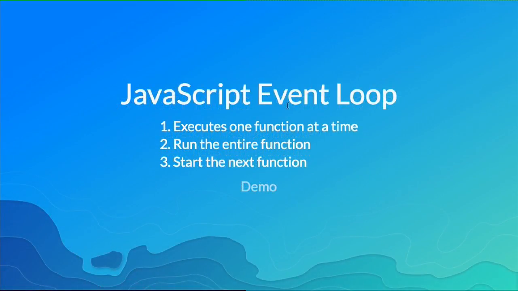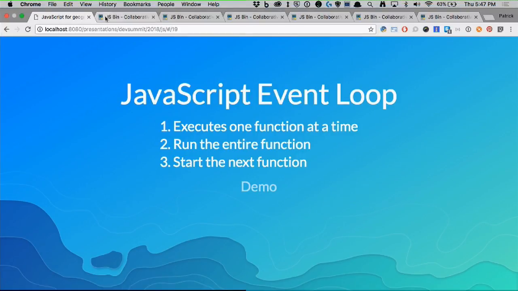And how that works is JavaScript does one thing, it runs that entire function, and then there's another function and it just runs the next function. And it keeps doing that until the event loop is empty, and it then kind of waits for you to click on a button or to load another resource or to do something else. So I have a little demo of that.